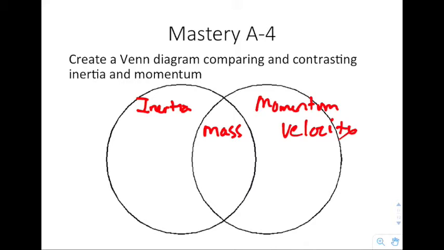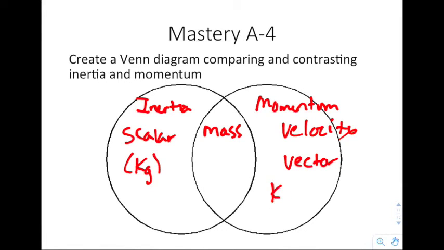Okay, inertia is what we call a scalar. It does not require any sort of direction at all. And a unit of this thing would be kilograms. Okay, momentum, on the other hand, is a vector. It does require some sort of direction as well. And the units for momentum are kilogram meters per second. Really, the only thing that they have in common is that they both have mass somehow involved in them.